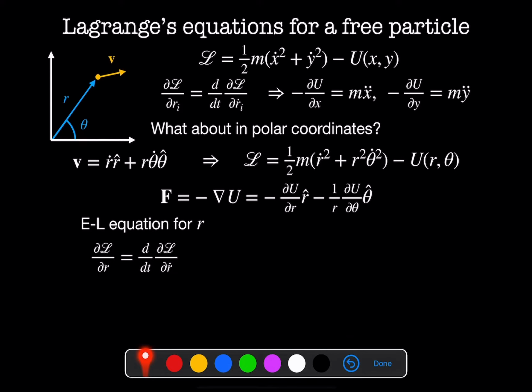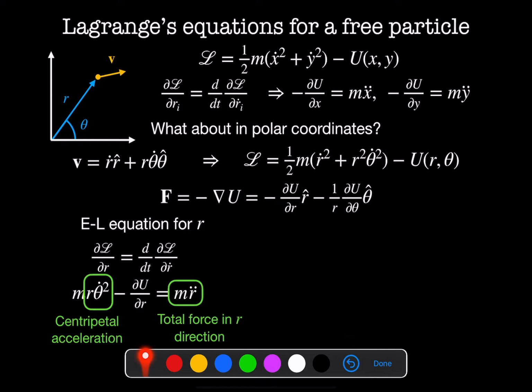dL by dr is equal to d by dt of dL by dr dot. dL by dr has a term coming from the kinetic energy, unlike in the Cartesian case. So we end up with m r theta dot squared minus dU by dr, so our standard derivative of the potential, and that's equal to m r double dot. What is this telling us? This is telling us that the centripetal acceleration, or r omega squared, minus the force from the potential is equal to the total force in the r direction.